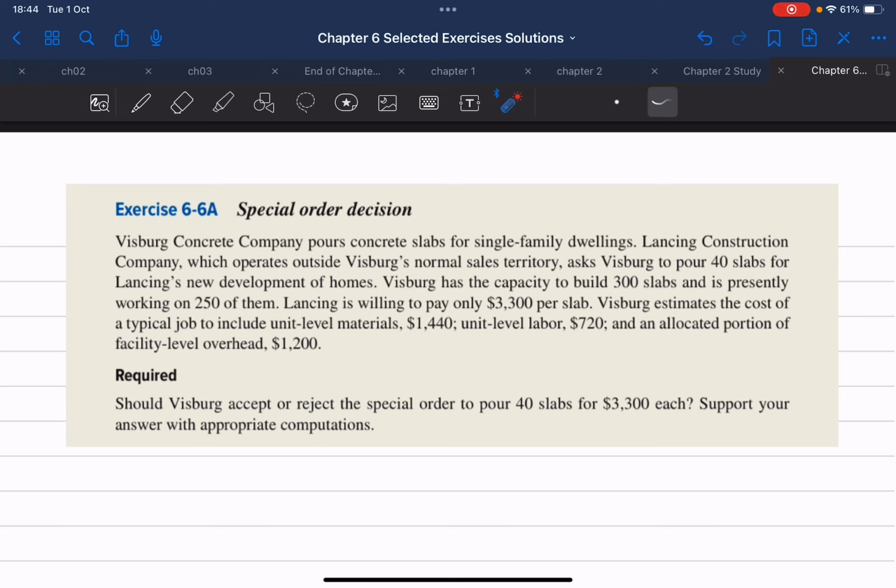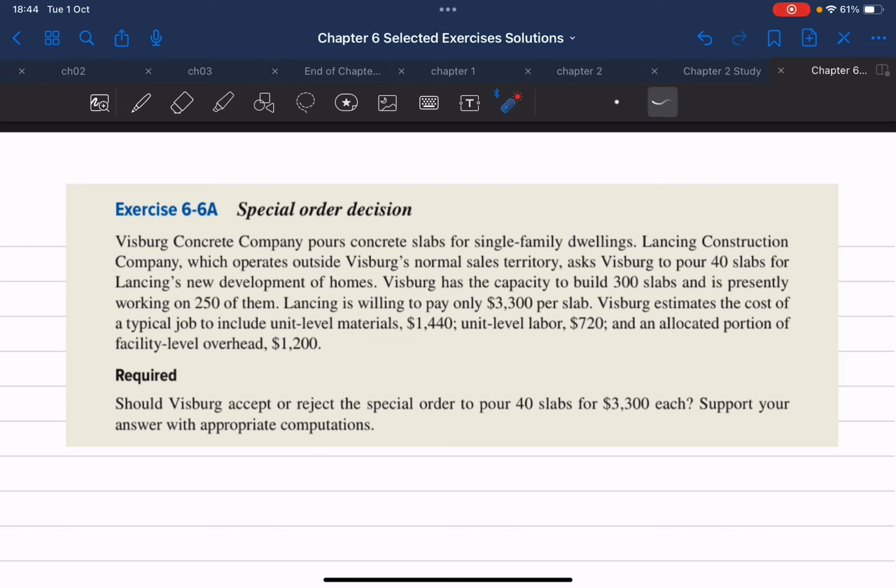And if you remember, when I explained this chapter to you, I explained that the first thing that you need to consider in special orders is whether or not you have the capacity to produce that special order, right? That's the first step, because otherwise, if Visberg has the capacity to produce 300 slabs and they're already producing 300 slabs, then there's no point of running the analysis and trying to decide whether it was beneficial for the company to accept that order or not, right?